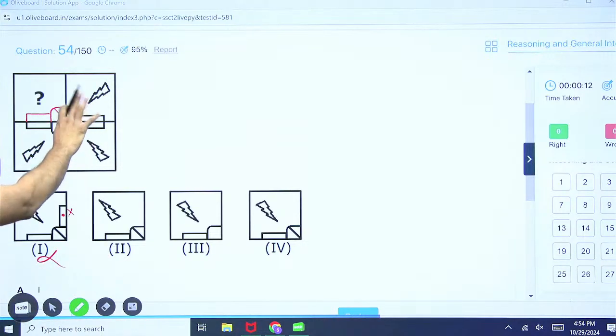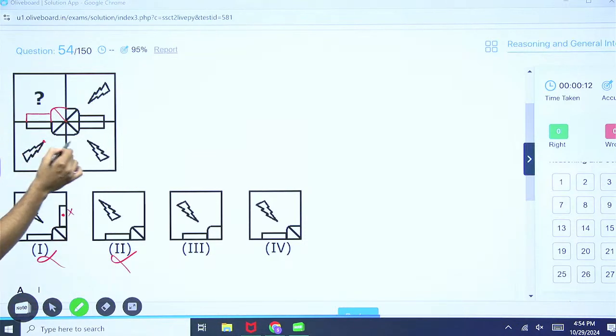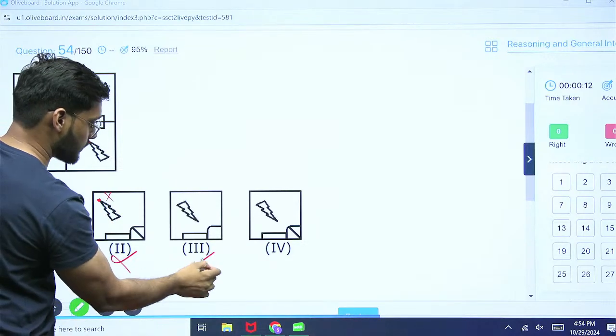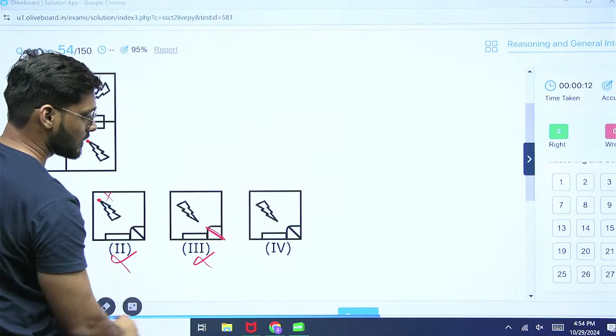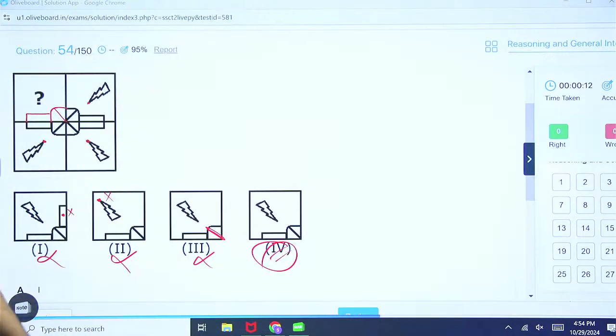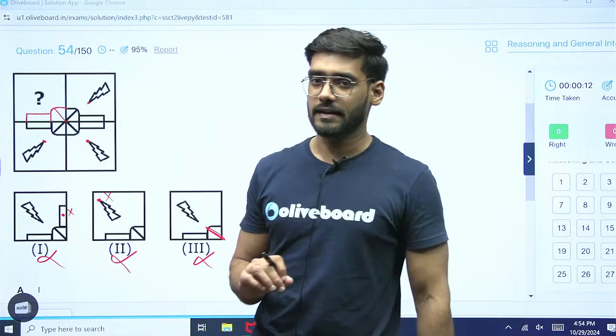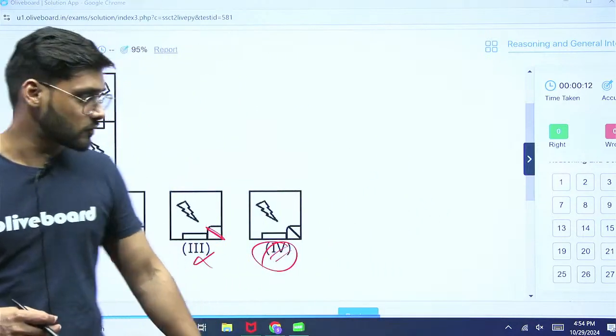This is also wrong because this arrow is pointing inside, and this is pointing outside. So this is also wrong. Third one is wrong because we are not having any diagonal. Fourth one is the only remaining option that can match our answer, right? Let's move on to the next question.